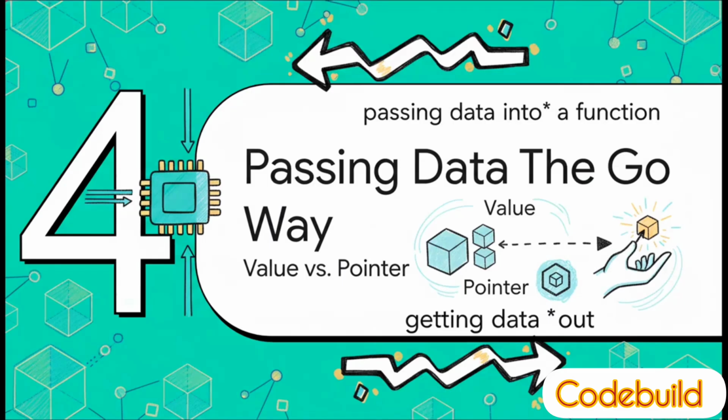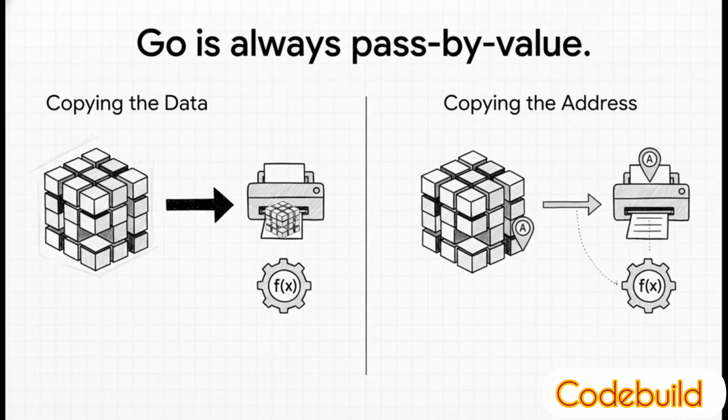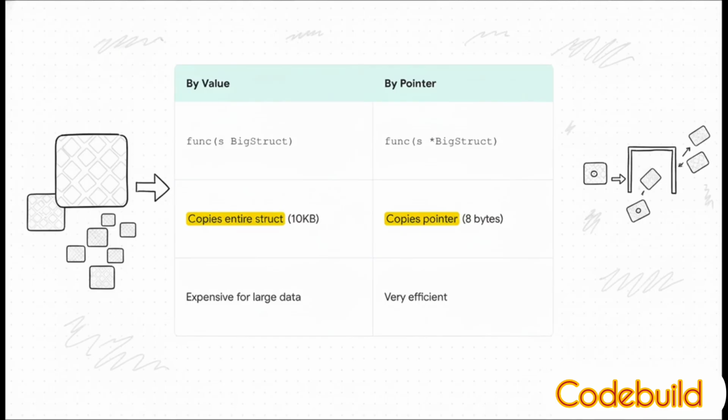All right, let's talk about speed, because how you get data into a function is just as important as how you get it out. And this is where understanding the difference between passing by value and passing by pointer is absolutely critical for performance. So here's the one rule you have to burn into your brain. Go is always, 100% of the time, pass by value. That means you are always passing a copy of a variable to a function. The key, and the thing that trips people up, is understanding what is being copied. Is it a copy of the actual data or just a copy of the memory address that points to the data?